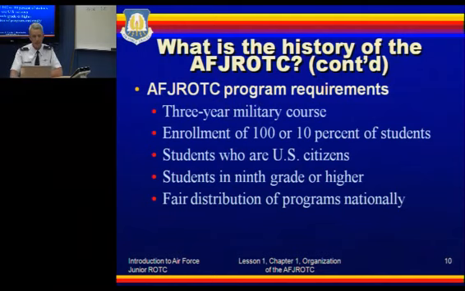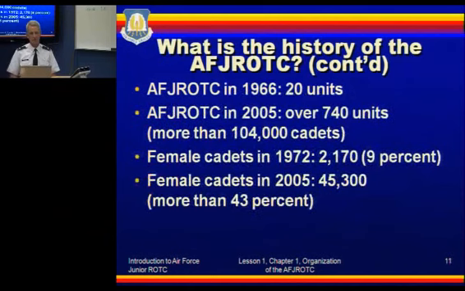And the fair distribution of programs nationally, what that means is if you're trying to start up a unit in, say, Arizona or Texas or Florida, they have a lot of units. There's actually 64 units in the state of Arizona. If you really want to start one and get to the top of the parade, you can go to Wyoming or Montana or Idaho, where they have one. That way you would be guaranteed to be at the front of the list there. These are some generic numbers. They're bigger now.